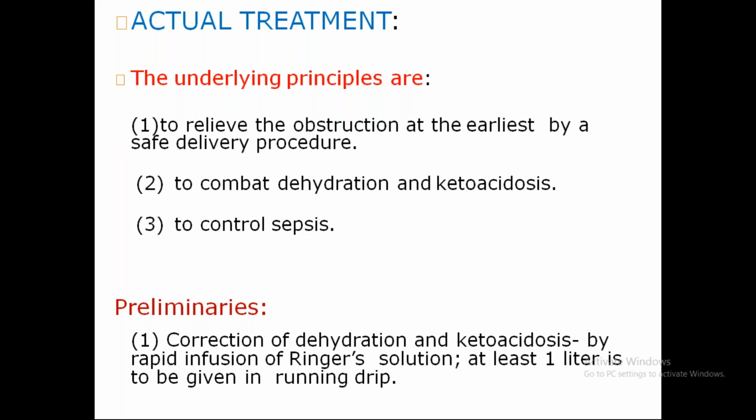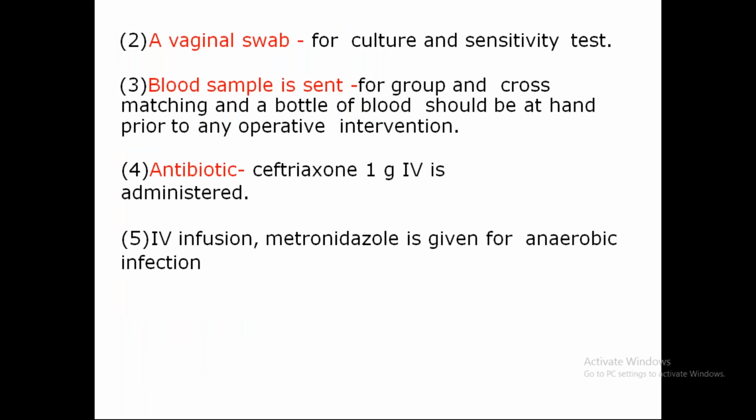Correction of dehydration and ketoacidosis by rapid infusion of Ringer lactate, at least 1 liter, is to be given in a running drip. A vaginal swab for culture and sensitivity, because we have done so many per vaginal examinations, PROM already done, and a blood sample is sent for grouping and cross matching. If necessary, blood can be given, and higher antibiotics such as ceftriaxone 1 gram IV are administered. And if necessary, for control of anaerobic infection, metronidazole also can be given.